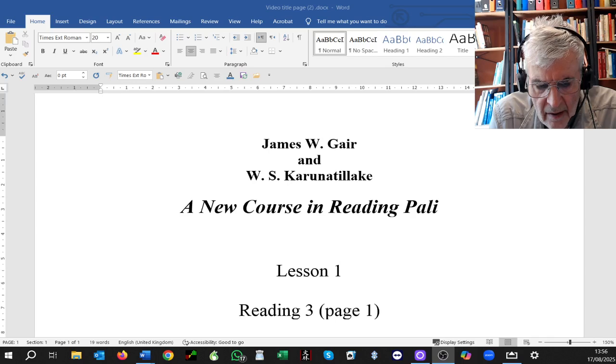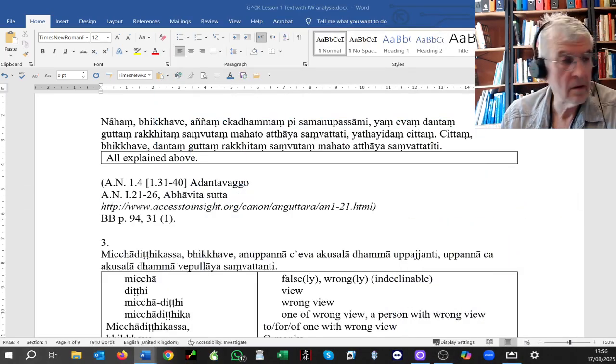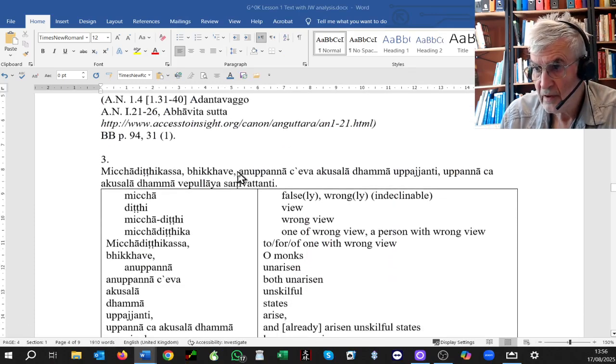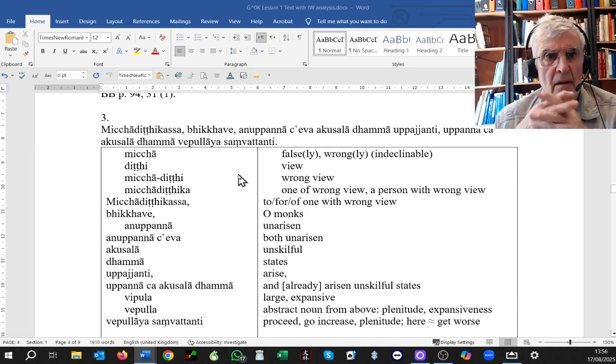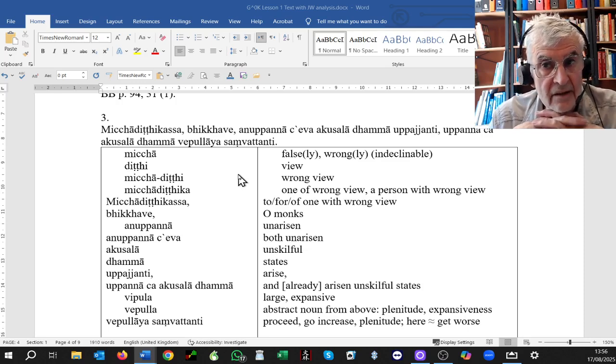Micchādiṭṭhikassa bhikkhave anuppannā ceva akusalā dhammā uppajjanti uppannā ca akusalā dhammā vepullāya saṃvattanti. And I'll give you the printed text of it. There we are. Micchādiṭṭhikassa bhikkhave anuppannā ceva akusalā dhammā uppajjanti uppannā ca akusalā dhammā vepullāya saṃvattanti.